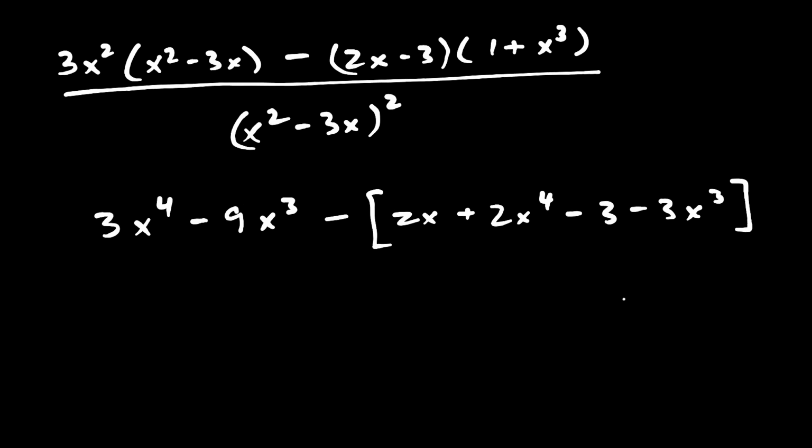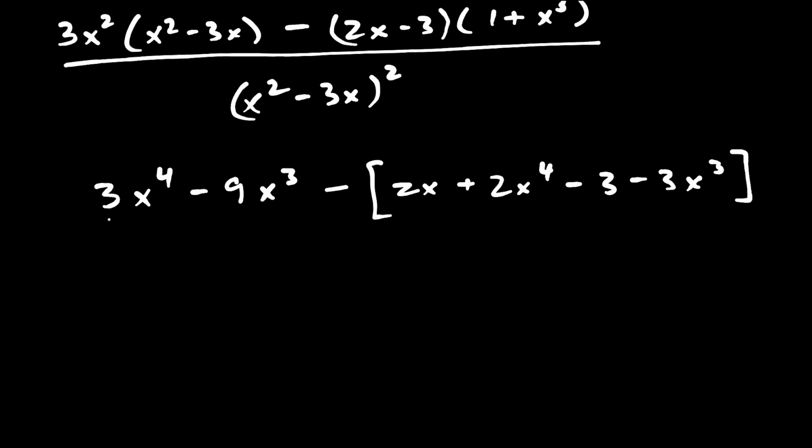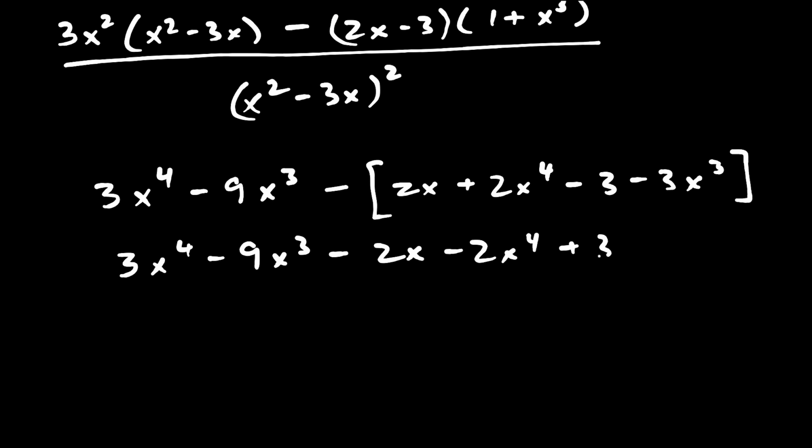Again, we're going to be looking for like terms. So before I put it over the bottom squared, let's just go ahead and clean this up a little bit. 3x to the fourth minus 9x cubed minus 2x to the fourth. Remember, we're distributing this negative, plus 3 plus 3x cubed.